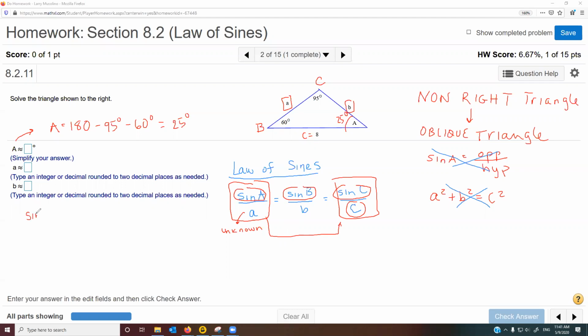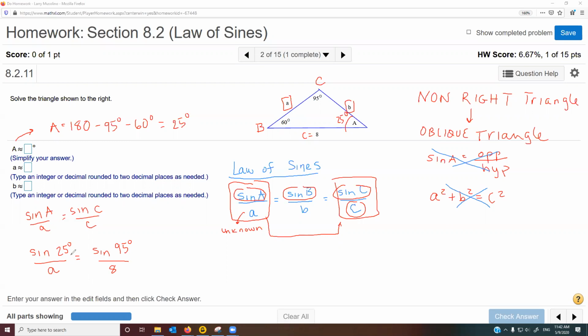So I'm going to do that over here. I'm going to write sine A over A equals sine C over C. And really with this law of sines, you could set any 2 of these fractions equal to one another. All right, let me go plug in. This is going to be sine of 25 degrees over side A, which is unknown. And that's equal to sine C, which is 95 degrees, divided by side C, which is 8.